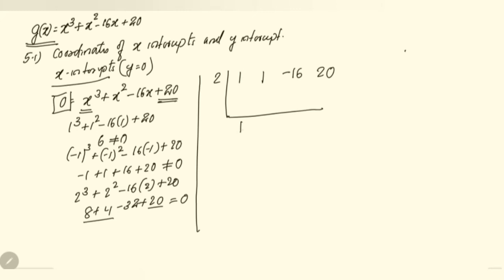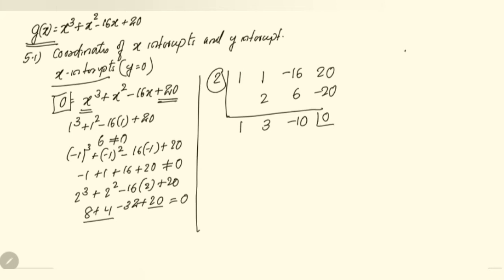First number, write it down, multiply with the first x number, that is 2. It's going to give you 2, write it under the next number, then add it. It's going to be 3, then continue the same process. 3 is going to multiply 2 again. It's going to be 6, write it under the next number, add it. It's going to be minus 10. Then minus 10 is going to multiply 2. It's going to be minus 20, write it under 20, add it. You have to get 0.